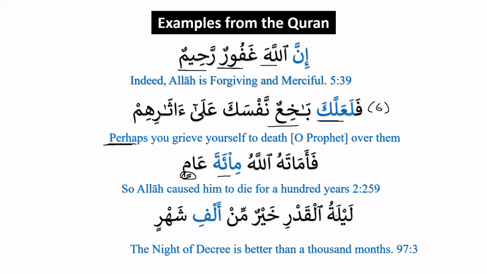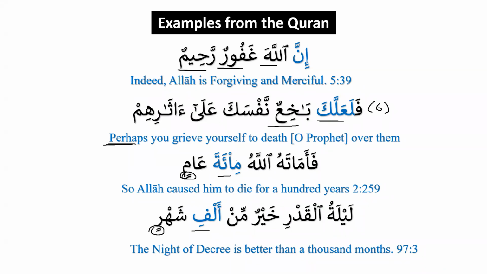Then we have the example of أَلْف, لَيْلَةُ الْقَدْرِ خَيْرٌ مِّنْ أَلْفِ شَهْرٍ. Now we can see here that after أَلْف, the noun is singular and it is majroor. So one example of miyah, one example of alf, one example of la'allaka, and one example of inna. Of course, there are many examples of these in the Quran, but if we can remember initially one example, inshallah, will be enough for us. The night of decree is better than 1,000 months. So here we have miyata amin, and here we have alfi shahr.